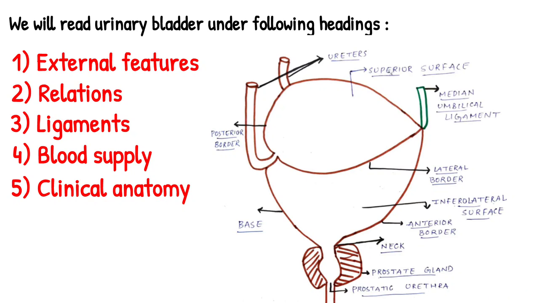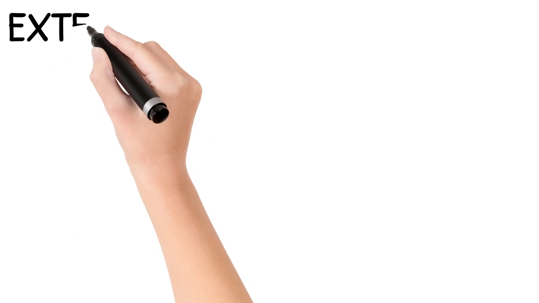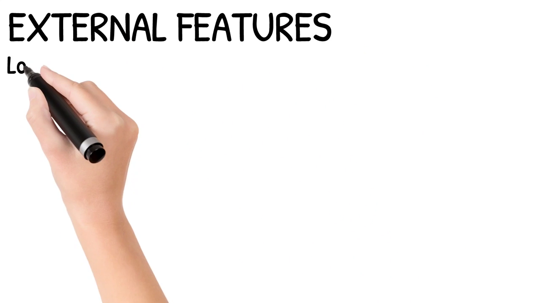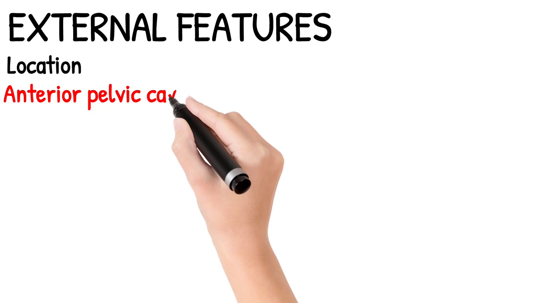Now let us start with the external features of the urinary bladder. To start, we should know what a urinary bladder is. A urinary bladder is a muscular organ present anteriorly in our pelvic cavity. This muscular organ is used to store urine in our body.